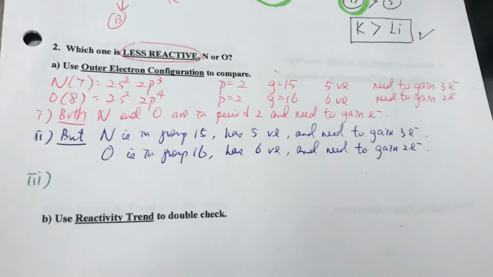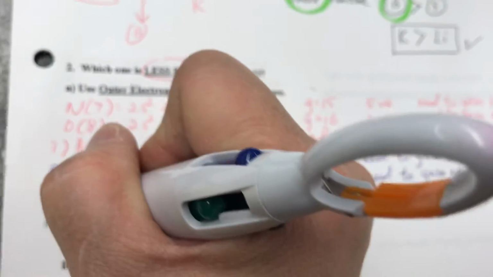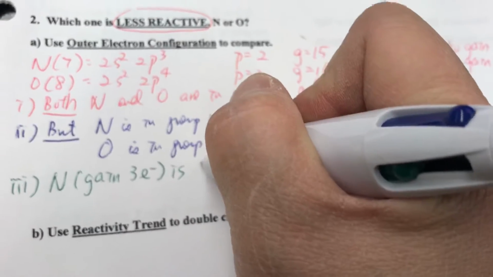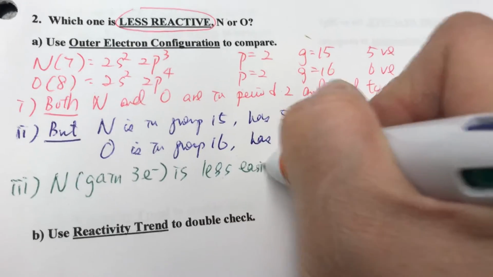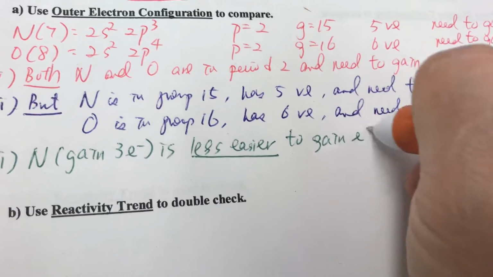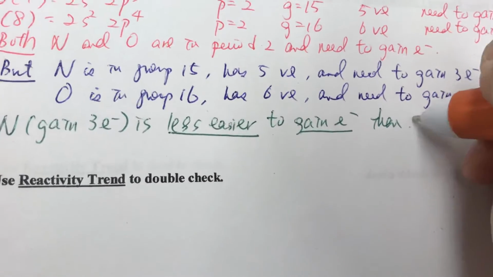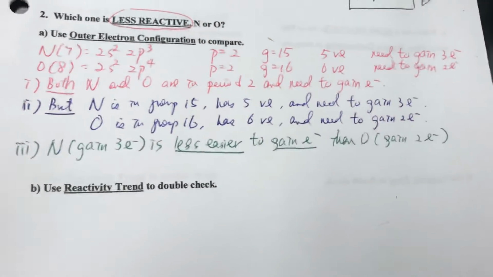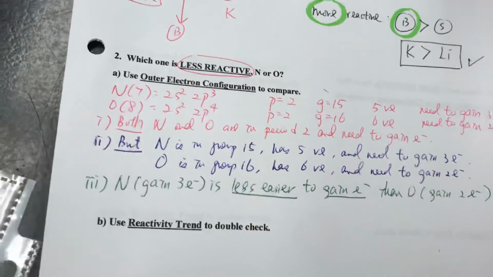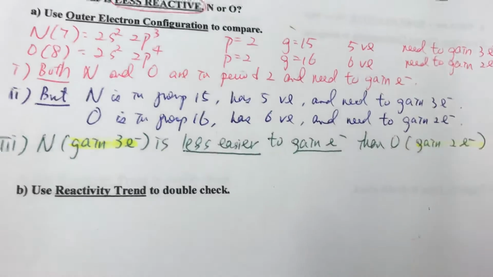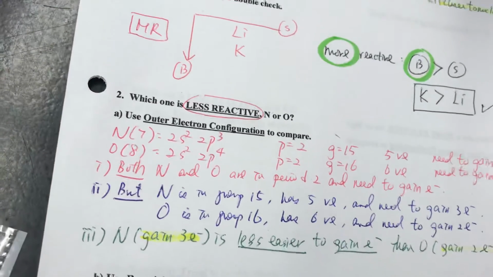Reread the statement number 3, okay? So, N, which is gain 3 electron, is less easier to gain electron than O, which is gain 2 electron. Okay, so we underline less easier and to gain electron, and we highlight the reason: nitrogen is gain 3 and oxygen is gain 2. And you always go back to read the sentence 3.